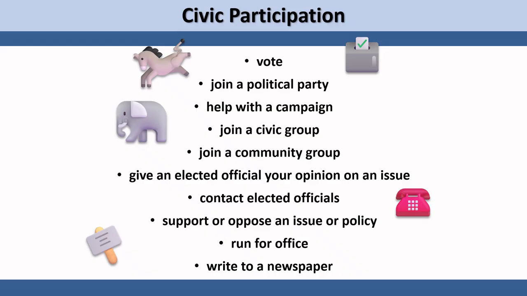Everyone in this country also has the right to write to a newspaper, which is one way to share your opinion and possibly convince others to support your idea of what the government should do about a problem.